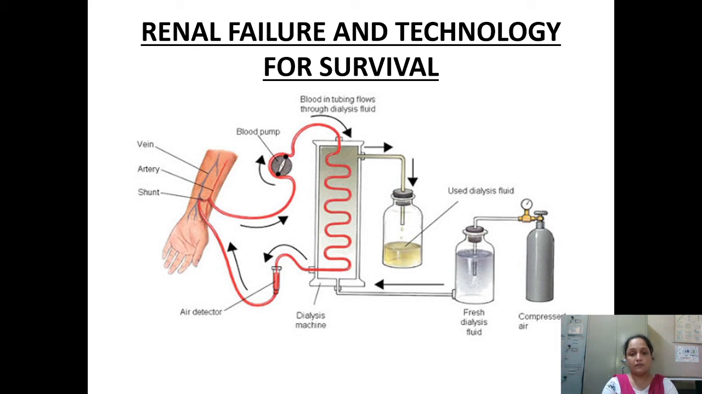Whatever waste material is there is going to pass into this dialysing fluid, and the fluid which contains the waste product needs to be removed. Side by side, fresh dialysing fluid needs to be supplied inside the dialysing chamber. So this was all about dialysis.